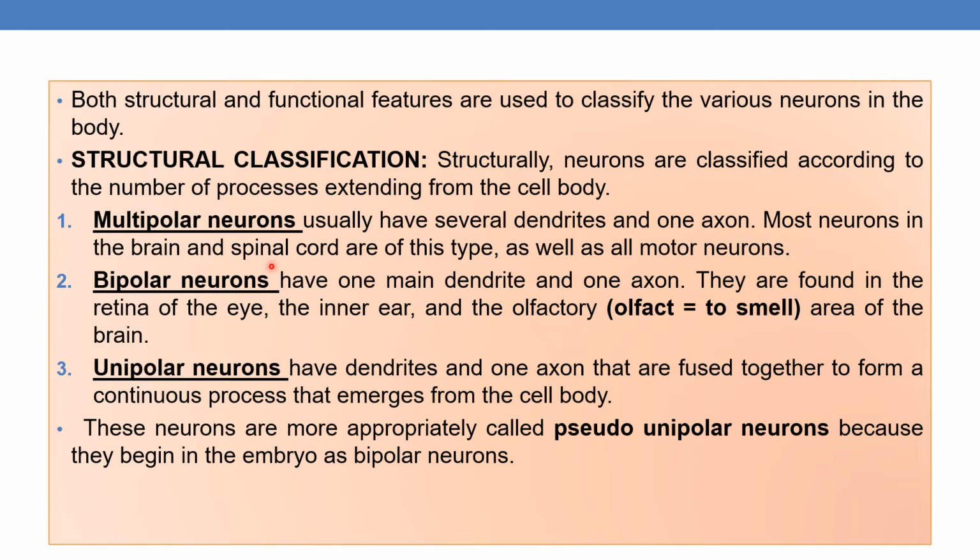Coming to multipolar neurons, usually they have several dendrites and one axon, and most neurons in the brain and spinal cord are of this type, as well as all motor neurons. This is an important statement. Most of the neurons in the brain and spinal cord are multipolar. They have several dendrites and one axon, and all the motor neurons are multipolar. By this we complete the structural classification of neurons.